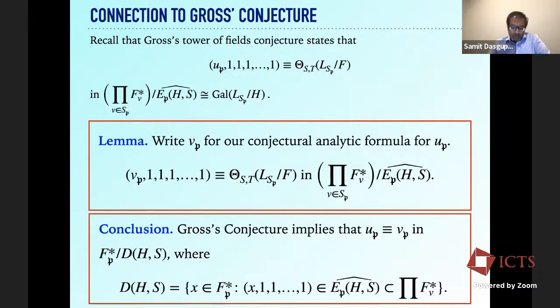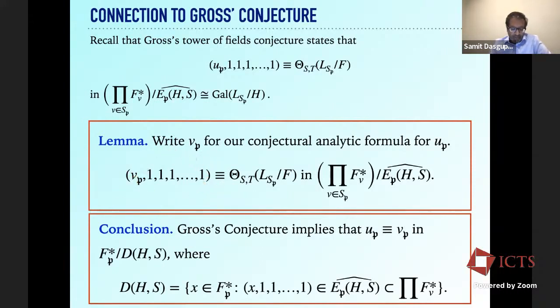Okay, and so here's our first lemma, which is that if you write VP for a conjectural analytic formula for UP, you want to show these are equal, right? Then the first step is that this is consistent with Gross's formula, that VP1111 is congruent to theta in this quotient. Okay, and basically, this is not too deep. There are 2 aspects of this. So the first of all is that you can write down some analytic element here.